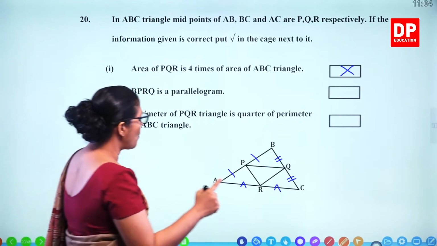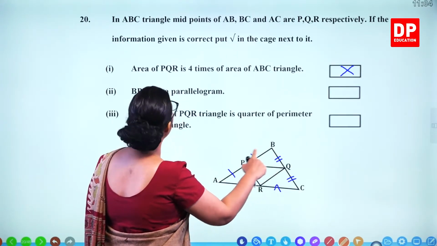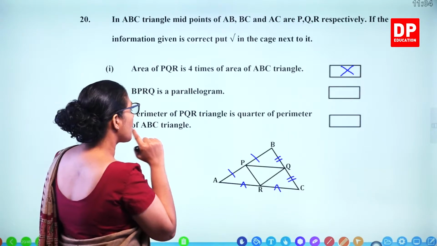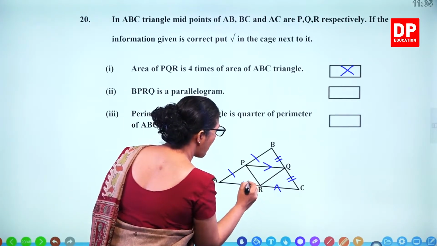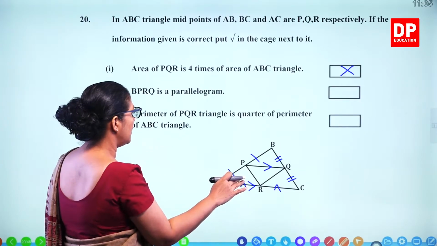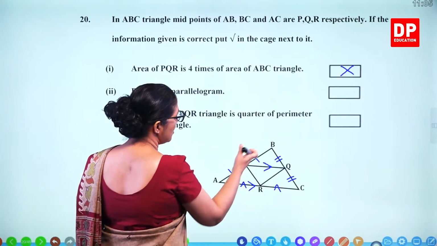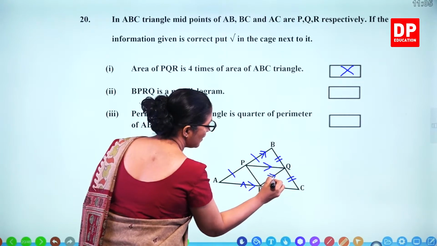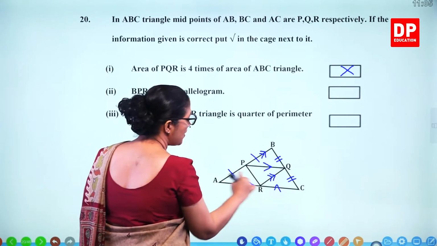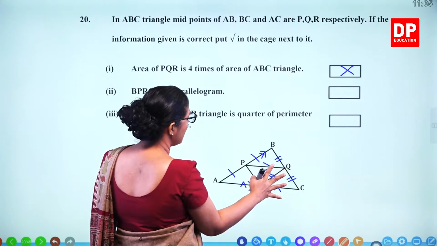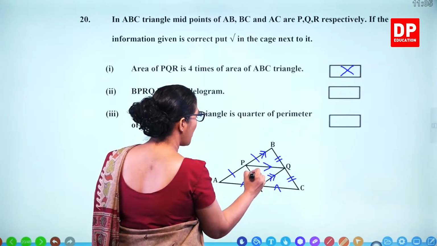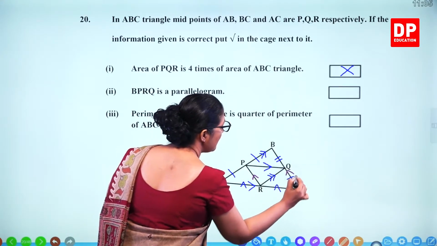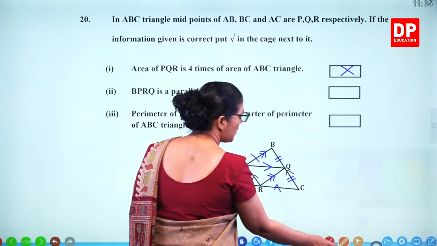Then BPRQ is a parallelogram. Is it a parallelogram? We know this side is parallel to this side. But we don't know about these two. Yeah, these two are also parallel. See, when you take the midpoint theorem the other way round, that's parallel. And yeah, this way also parallel. All sides are parallel. So that means it's correct. Opposite sides are parallel. That means the statement is true.